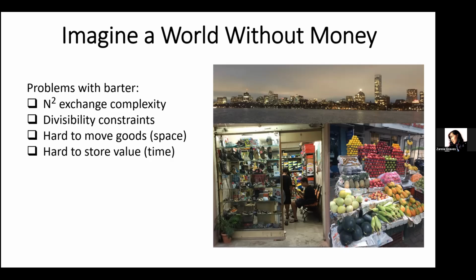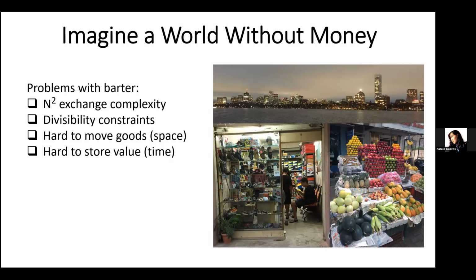And then on top of that, there are other problems. So you have divisibility constraints. Maybe a pair of shoes is worth a little bit more than 5 mangoes. What do you do? You throw in a few grapes. What if the guy doesn't want grapes? You've got all these problems of divisibility.